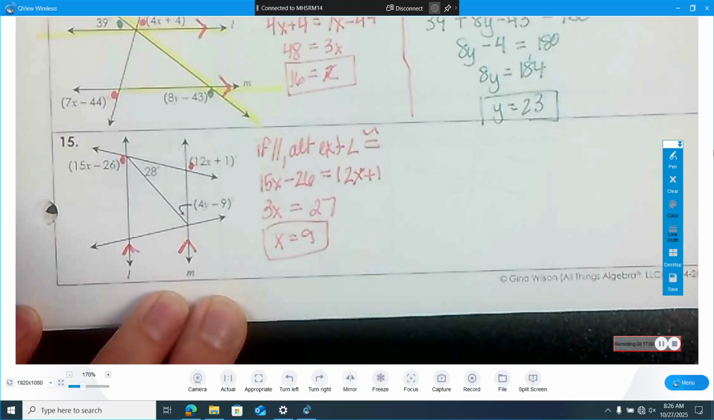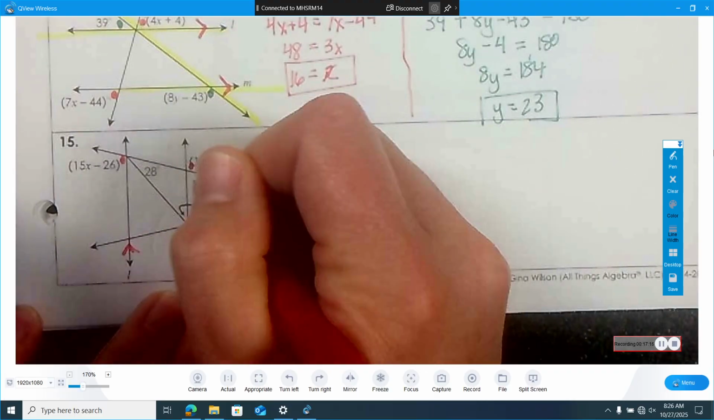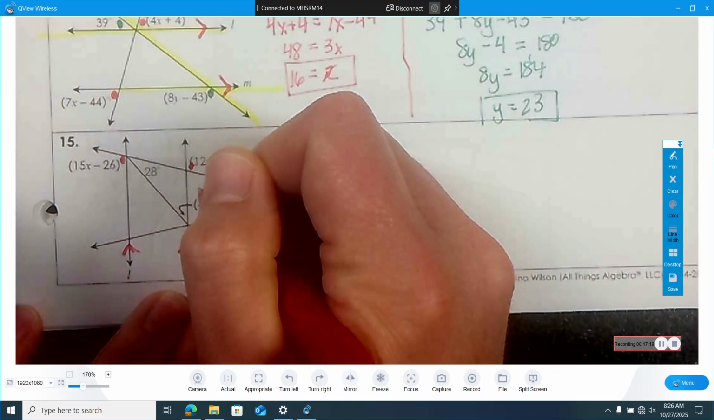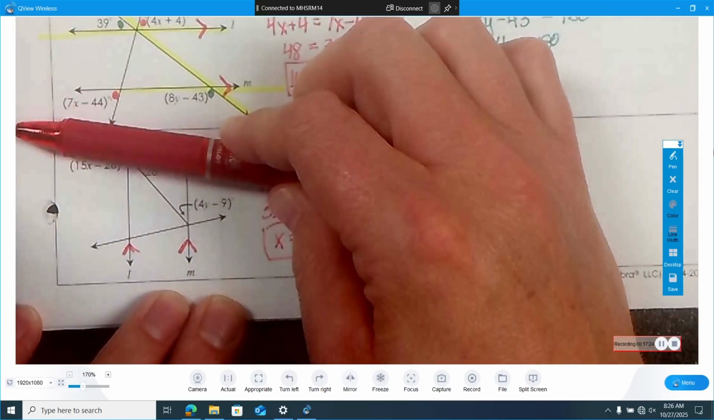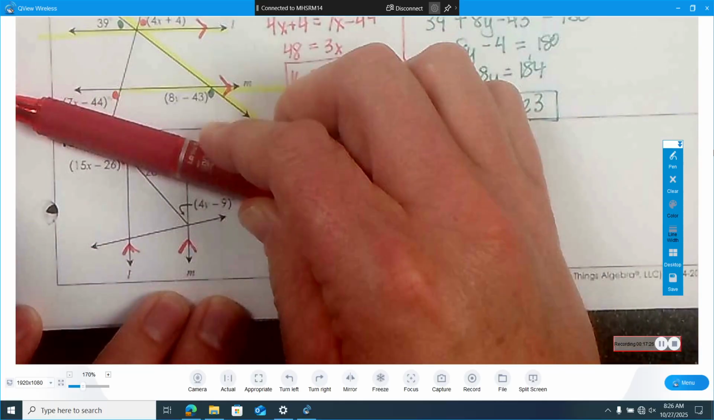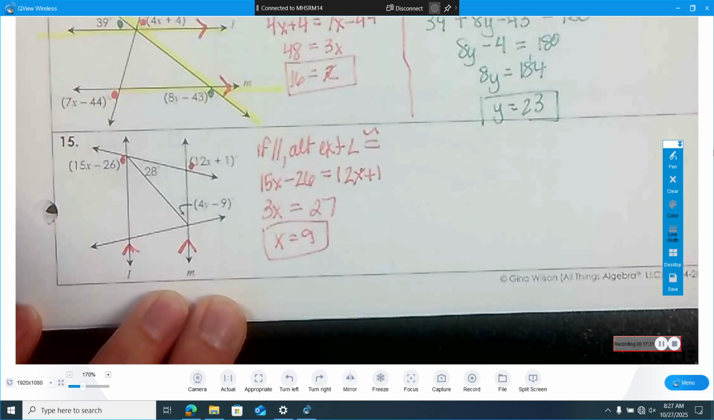Not exactly, actually, because in order for them to be same side interior, you're using not parallel lines. You'd be using this line and this line, but those two lines aren't parallel. Is it corresponding? The 28 and 4y minus 9? Nope. No, not a linear pair.